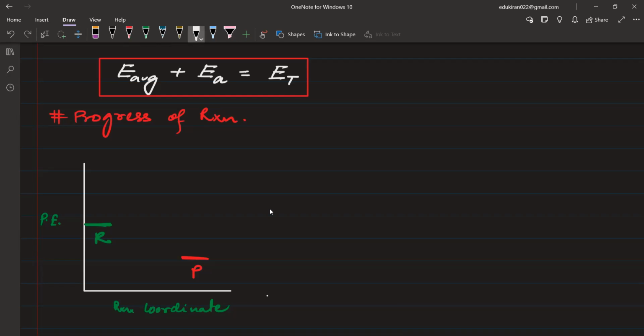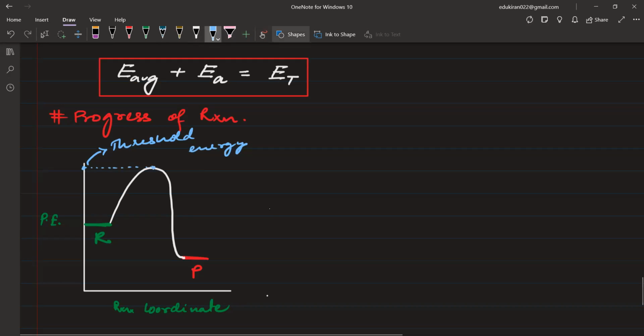So in order to get to products, they will have to go through activation, and only then are they going to form the product. Okay, so they will reach this highest energy point here. This is your threshold energy. Now, the difference between the threshold energy and the average energy of the reactant is your activation energy.